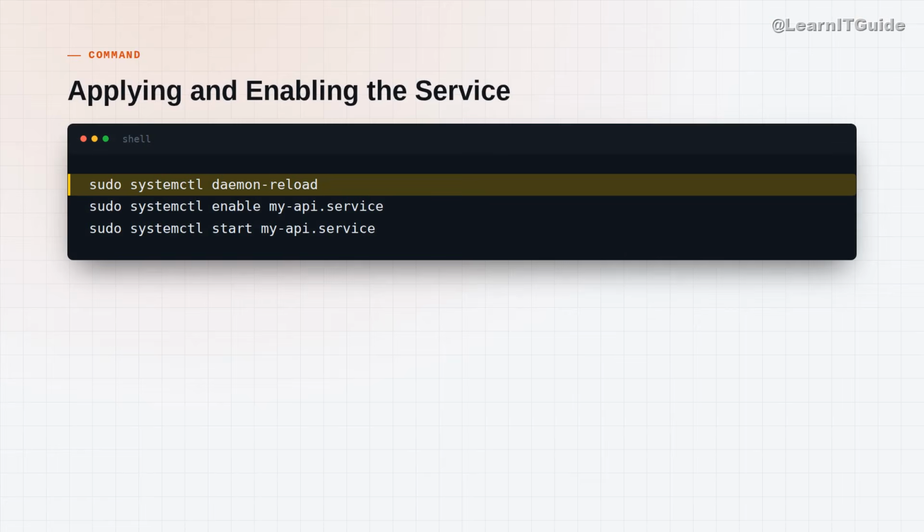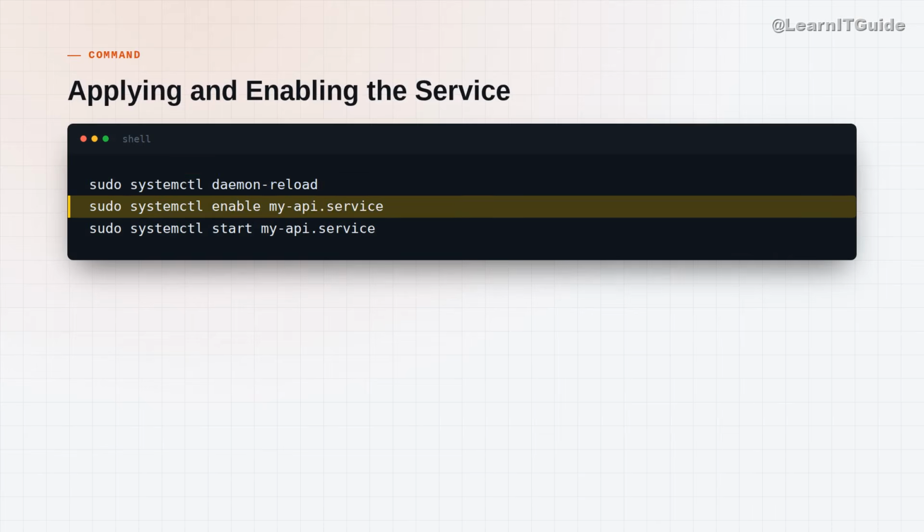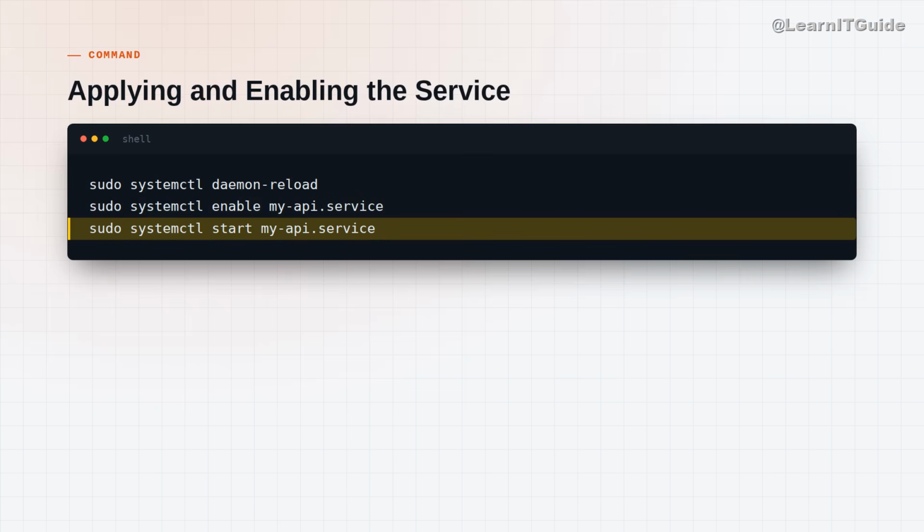After creating that file, you must run daemon-reload. This tells systemd to read your new configuration file from the disk. Then we use enable, which creates the symlinks required to start the service automatically when the server reboots. Finally, we start the service. If you skip the reload step, systemd will ignore your changes, and that is a common trap for new admins.